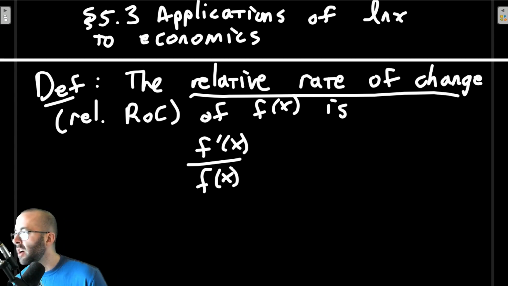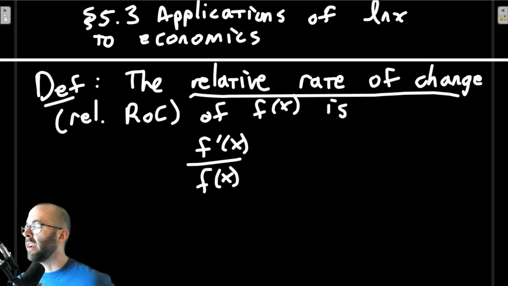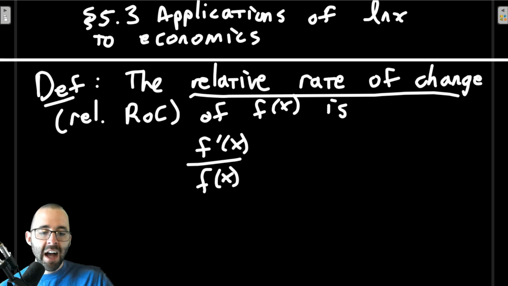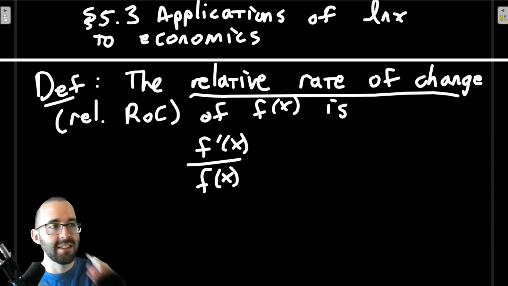So, something is changing by $2 every day. If it's the price of a dozen eggs, $2 every day, that's a big relative change. If the price of a Mercedes is increasing by $2 every day, that's not so noticeable. That's why relative rate of change matters and why we normalize it by the value of the actual function in it, like the cost of a dozen eggs today.